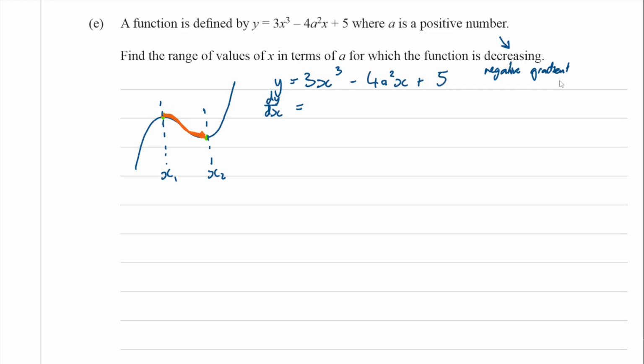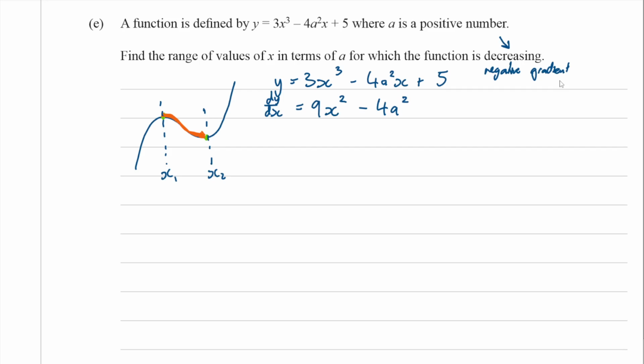So we take the power of 3, multiply it out the front to give 9, and we subtract 1 off the power. Now this term looks a bit odd with the a squared, but remember, a is just a constant, so leave it as is. We're worried about the derivative with respect to x. So we have x to the power of 1, similar to, for example, the derivative of 2x is 2. Here, the derivative of minus 4a squared x is minus 4a squared. The derivative of plus 5 is 0.